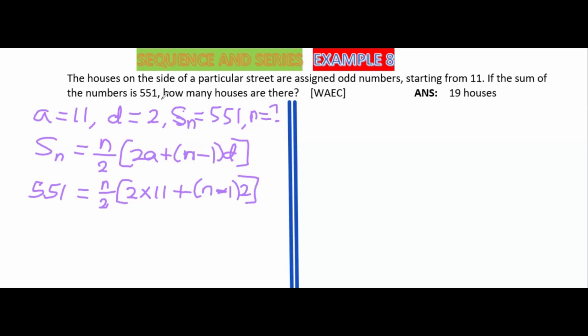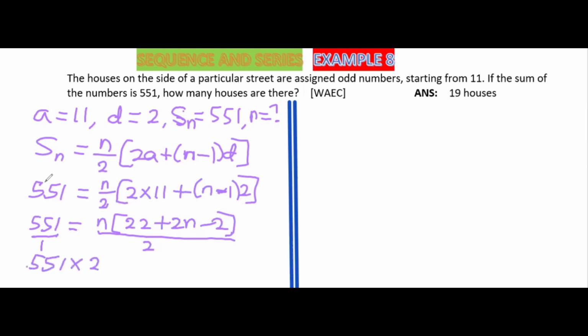So we can open this. This will give us 551 equals n into bracket 22 plus, if you open this smaller bracket, it is 2n minus 2. Minus 2. But this 2 here, it's like n is multiplying everything. This 2 will come down as denominator over 2. But mind you, in that case, it's signaling that we'll later cross multiply. So this will later come here.